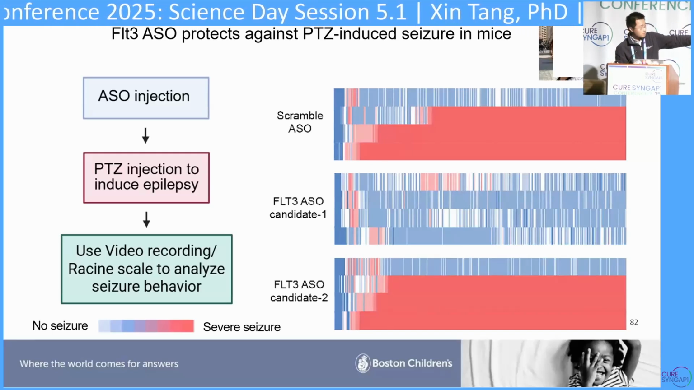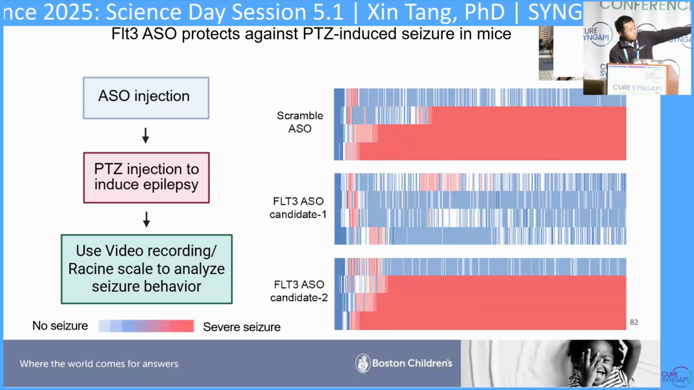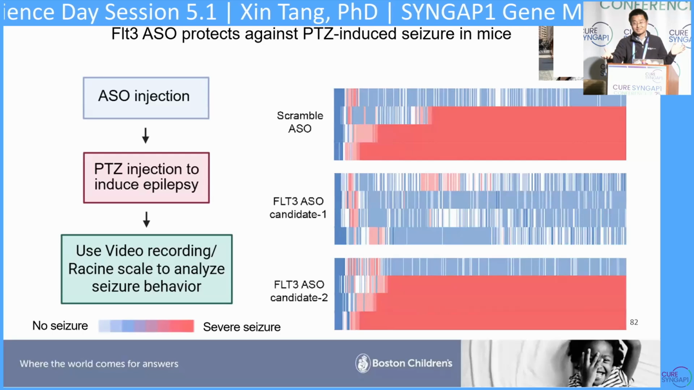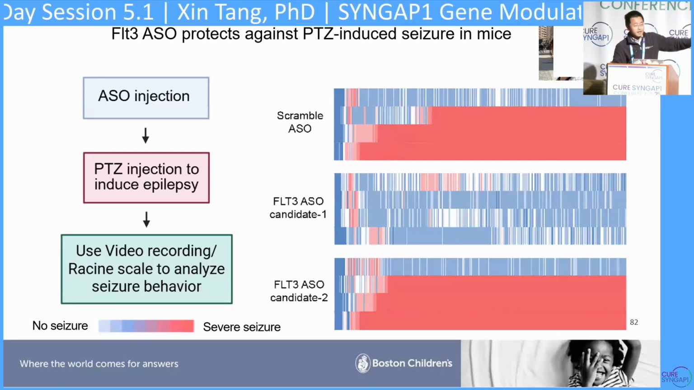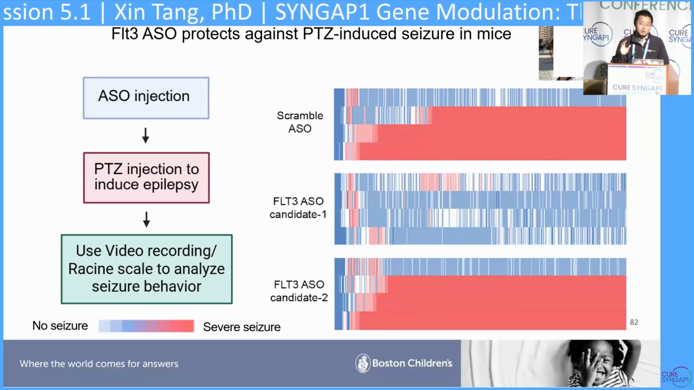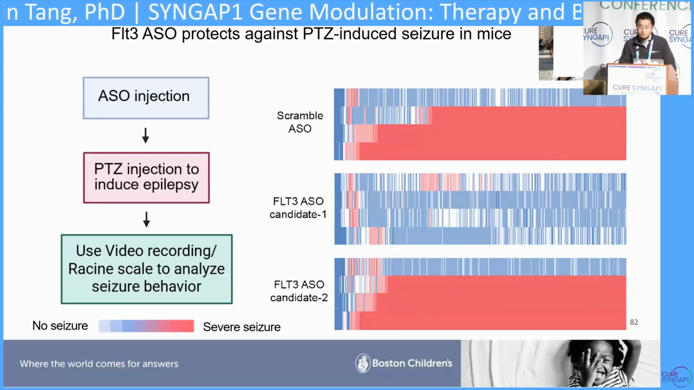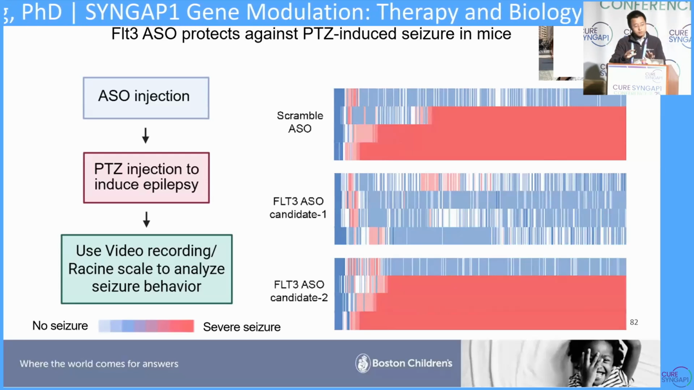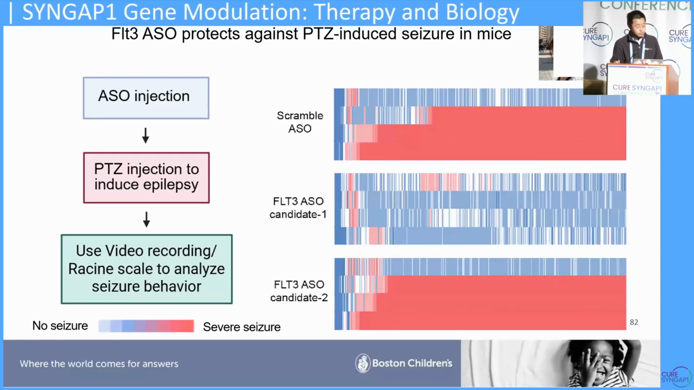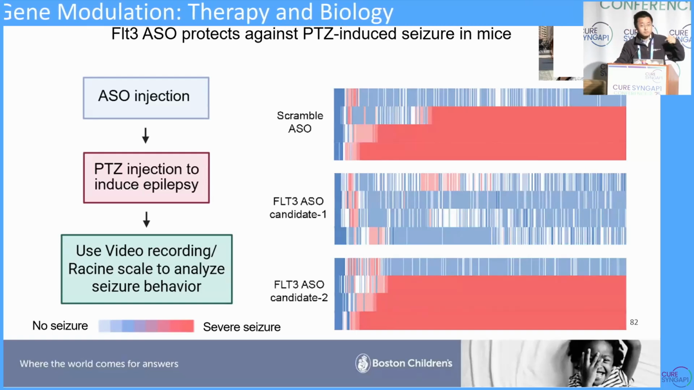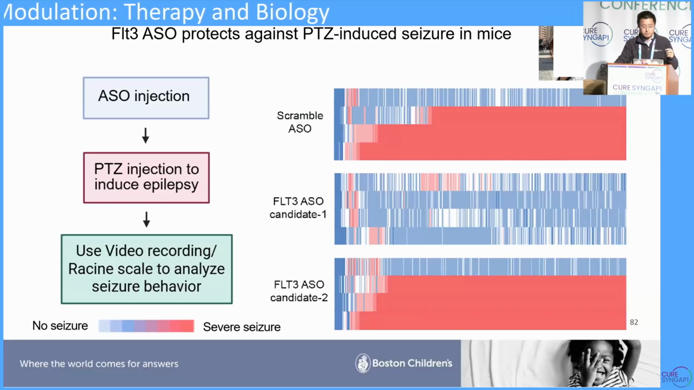The red means severe seizure, white means no seizure. So you can see overall, one of our candidates, right? You see a lot of blue and white, not much red. Whereas another candidate, where the protein levels look somewhat similar, somehow doesn't have as much of the protective effect in terms of function. So we're still sorting out the details of this. But I'm happy to report we have some ASOs that are able to confer some anti-seizure efficacy. We're actively working more in this space.